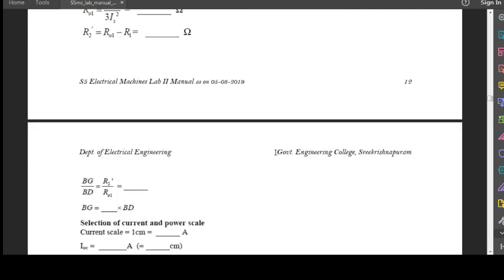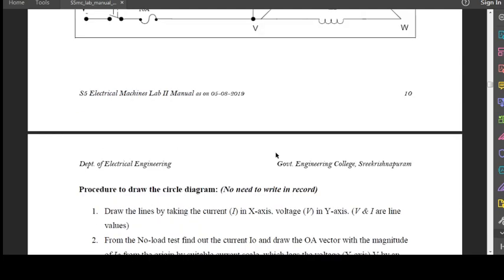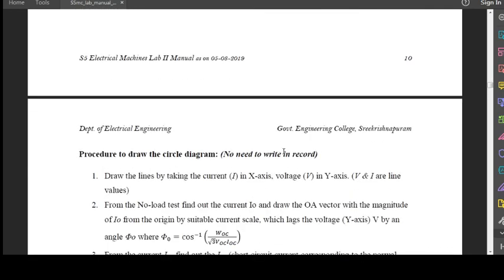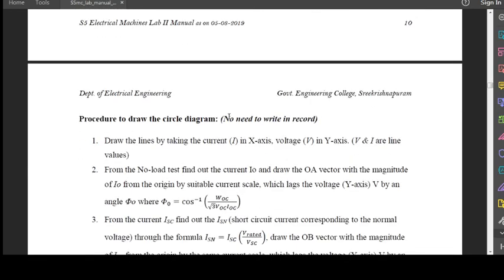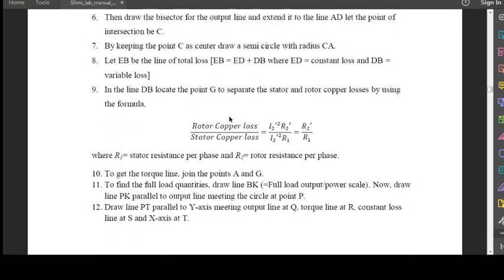Let me discuss one by one. Actually we have performed three tasks. We noted the values for the no load test, then we noted the values for the block rotor test, and then we also calculated the equivalent resistance, that means the resistance value. This is the procedure to draw the circle diagram. You can read it from the PDF materials which are shared with us.